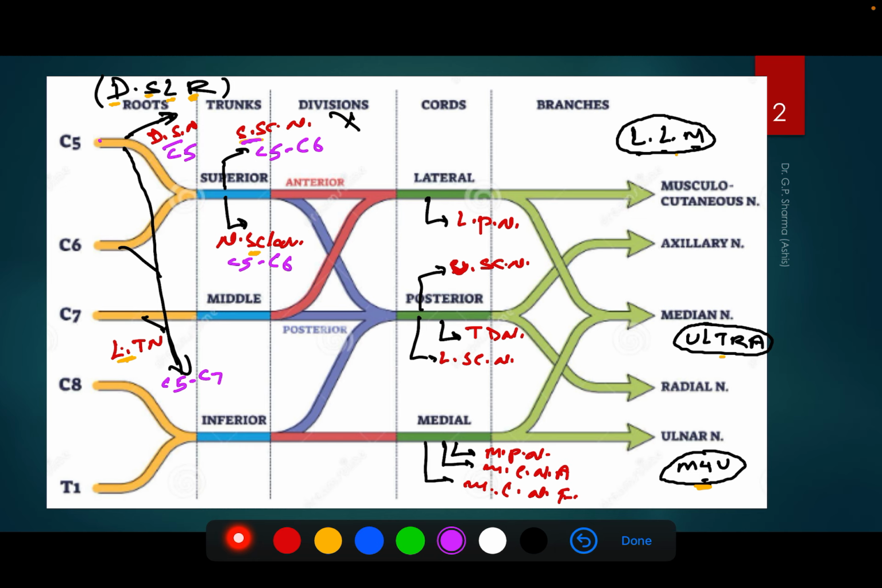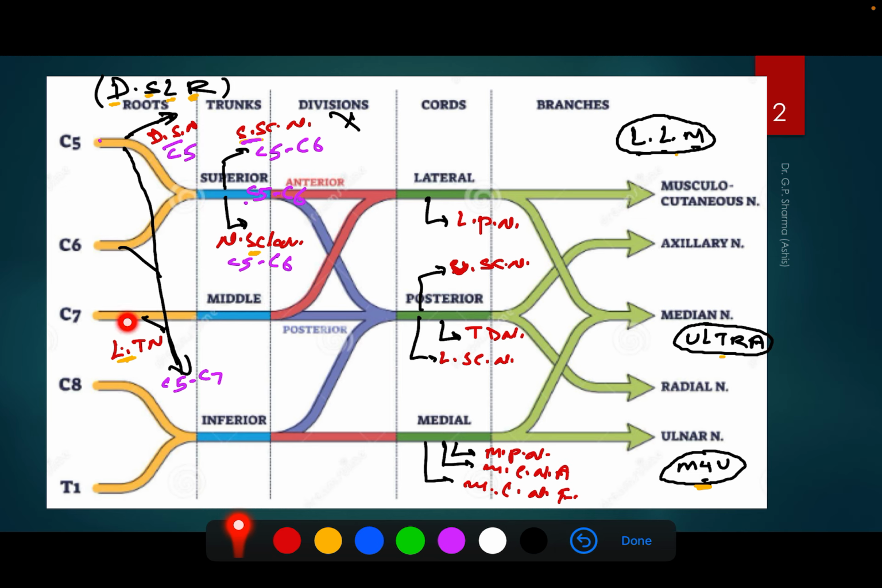So that's it for the branches from the roots. Now the trunks. Let's see the root values of the trunks. This is my superior trunk, or the upper trunk. The upper trunk is formed by this and this root, so the root value for this trunk should be C5 and C6, right?